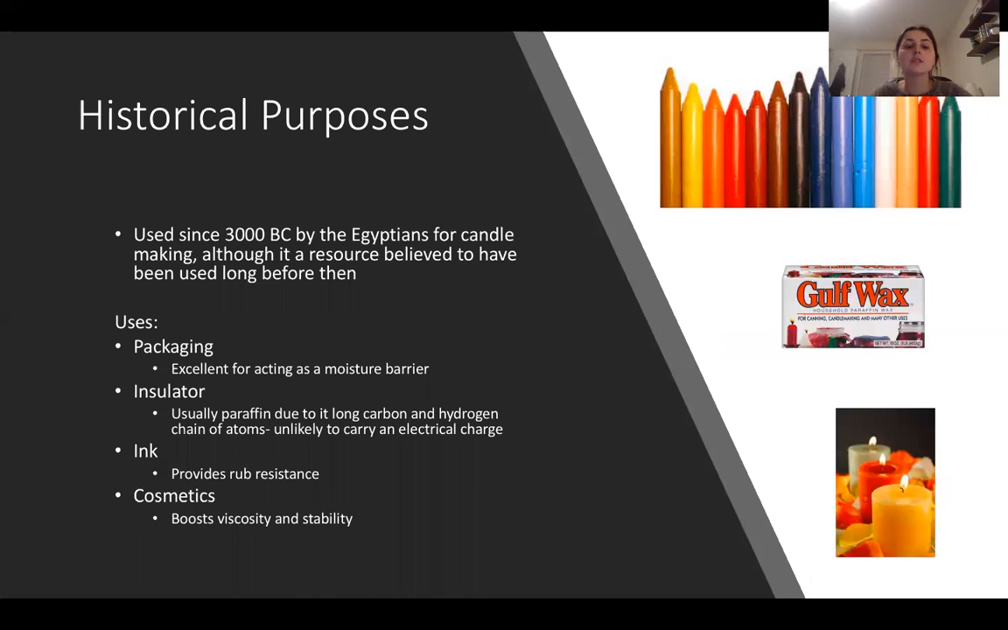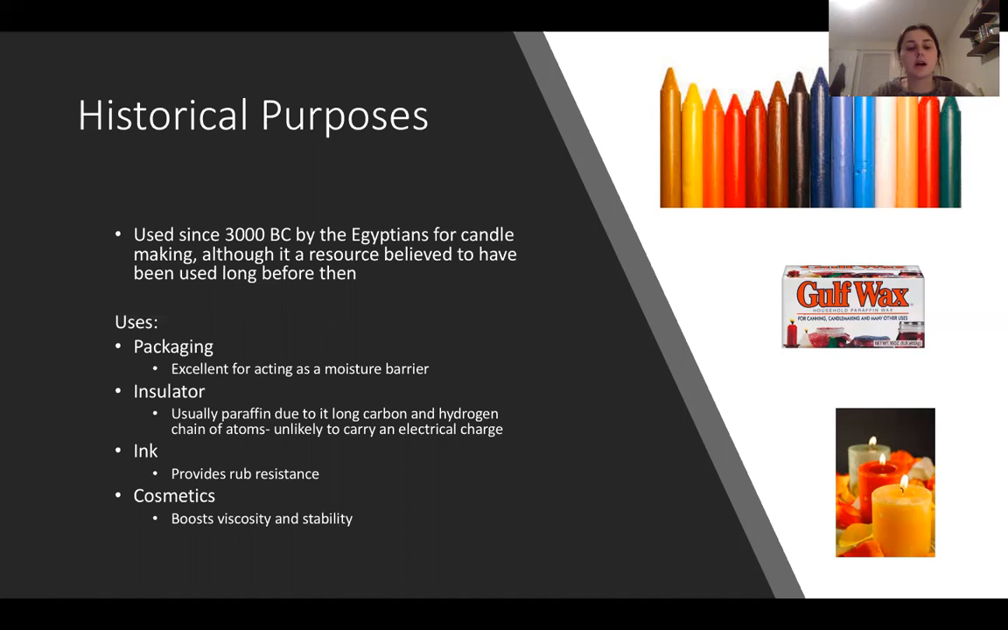All right. Some of the historical purposes include, well, basically wax has been around since the Egyptians. Back in 3000 BC, it was noted that they had used wax for candles, and it's likely that it has been used previous to that, but it's the first time that people from nowadays can see wax being used. It's used for many, many things, including crayons and food and polish and candles.